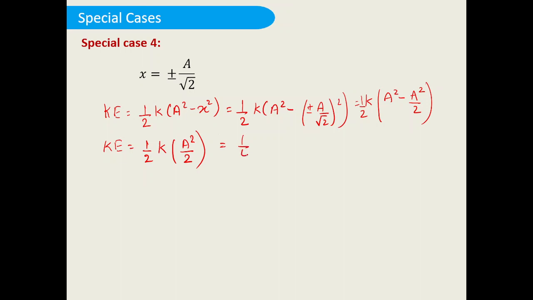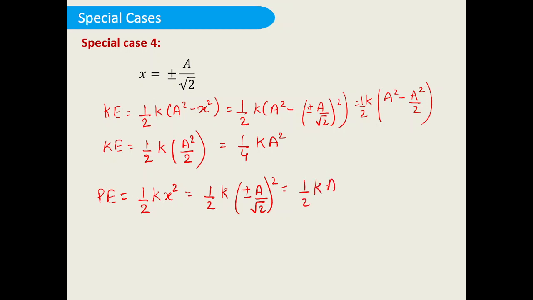So what answer will we be getting? Half, 1 by 4 k a square. Similarly, you can calculate potential energy. Potential energy is equal to half k x square. So this is equal to half k, where x is equal to plus or minus a divided by root 2, the whole square. So this equals half k, plus or minus is positive, so this will be a square divided by 2. So this is going to be 1 upon 4 k a square.